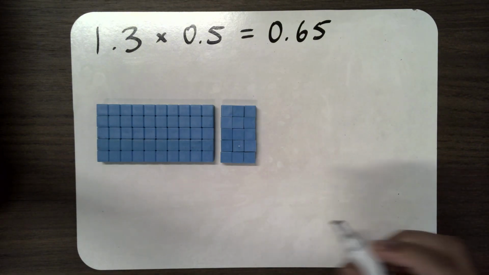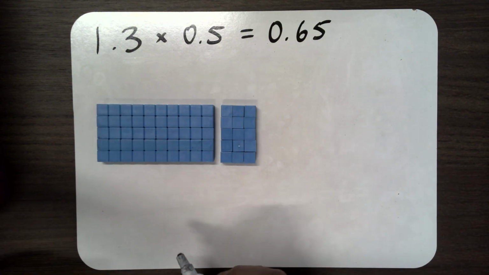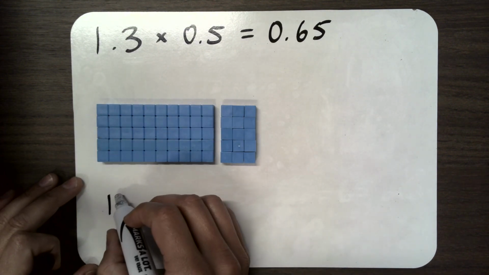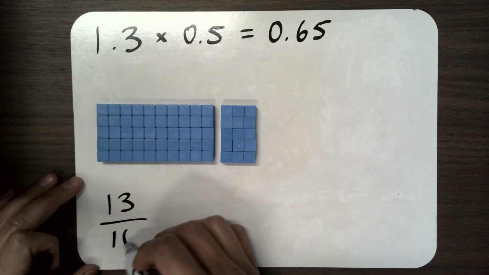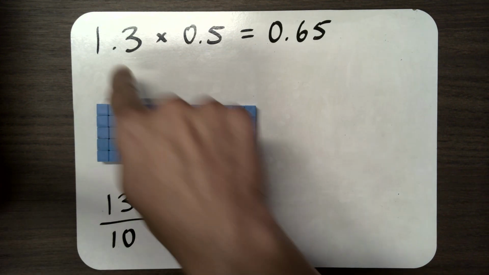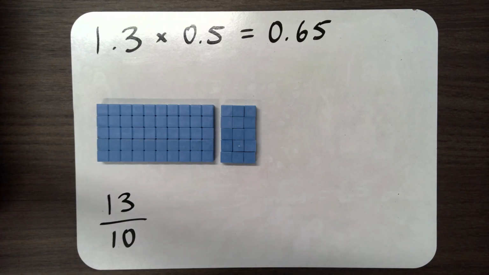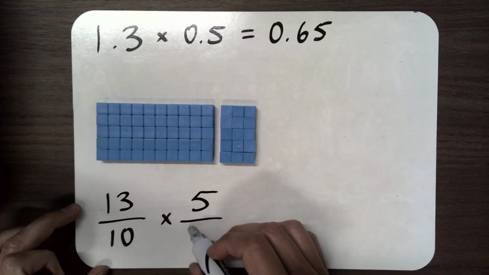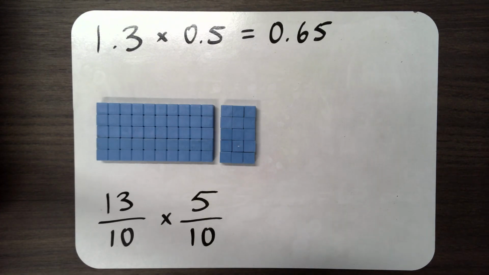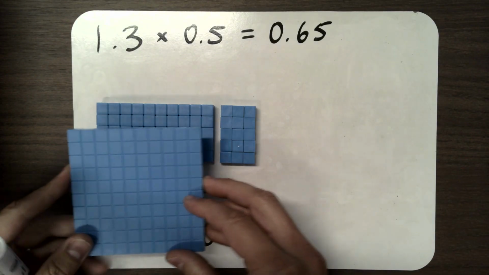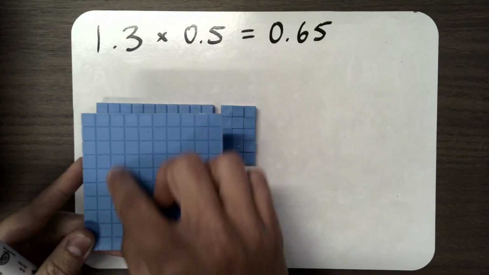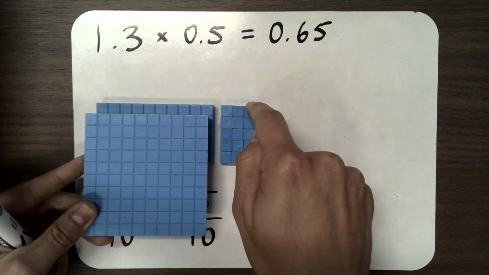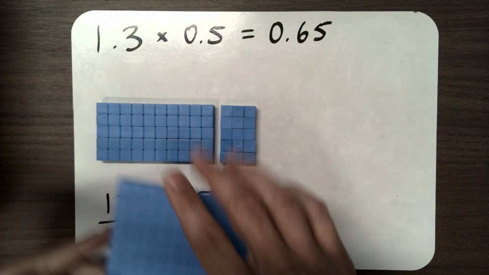The first algorithm is going to be converting this to a fraction multiplication problem. So instead of thinking of this as 1 and 3/10 in decimal format, we can also think of this as 13/10. That's the same thing as 1 and 3/10. Multiply that by 5/10. If we're thinking of our value of 1 as our whole, and this has a length of 1, we can see this has a length of 1 and 3/10, or 13/10. That's our fraction.